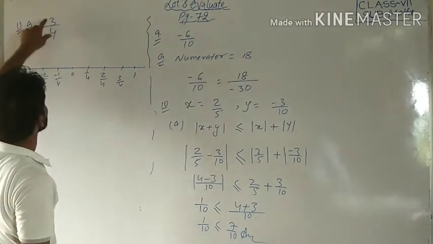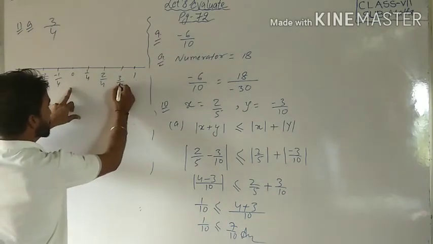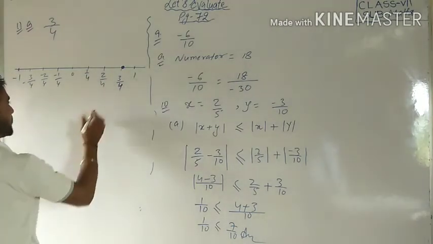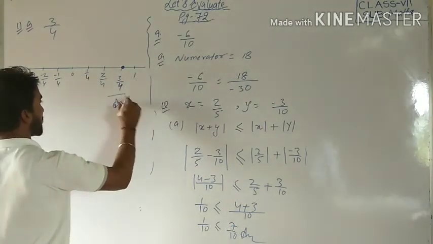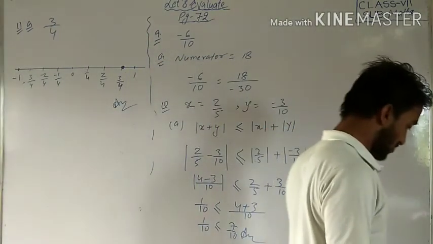So, students, see, 3/4 we have to represent. See where 3/4 is. 3/4 is here on this point. It means dark this point. This is called 3/4. Okay, students? It is the representation on a number line. I think you have understood.